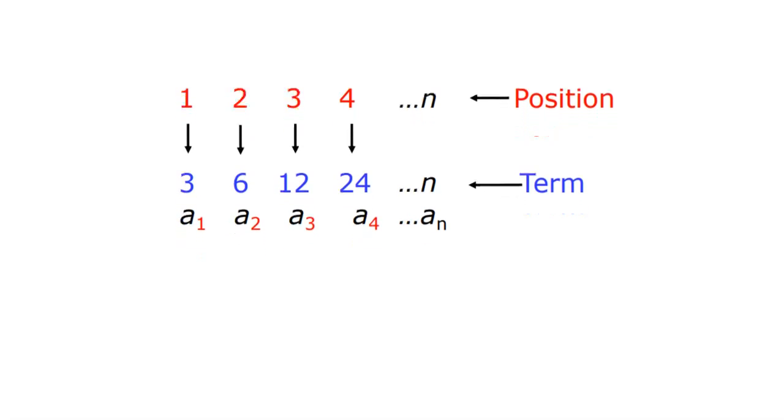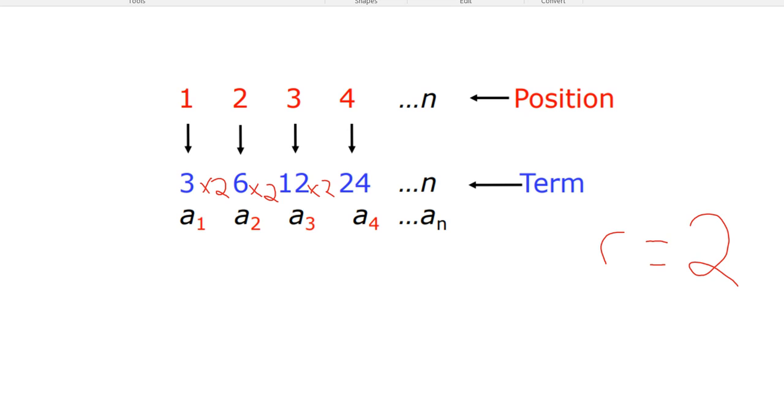Now, another good representation of this, just so you understand the difference between the position and the term. So this is a new example that starts at 3 and it multiplies by 2 each time. So for this one, our common ratio, which is our R term, would be 2, and we can see that they're multiplying by 2 each time.